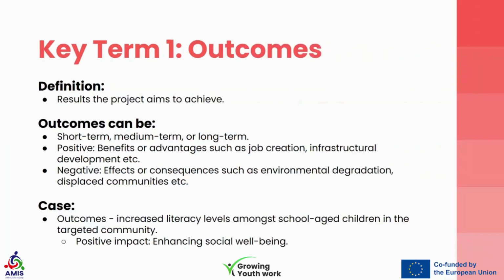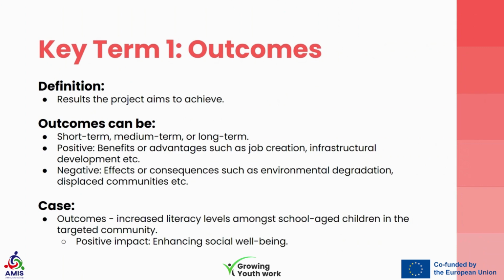Key term 1, outcomes. In a project, the outcomes cover the results which the project or program aims to achieve. Outcomes are mostly different effects or impacts and are often goal-oriented and specific. Outcomes can be short-term, medium-term, and long-term, and can have both a positive and a negative effect.